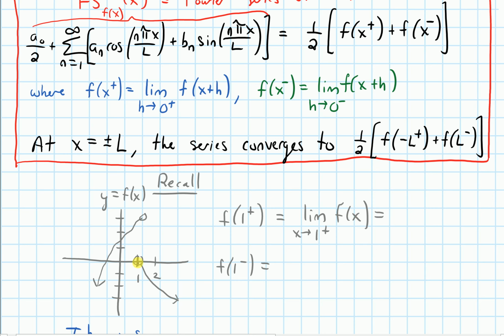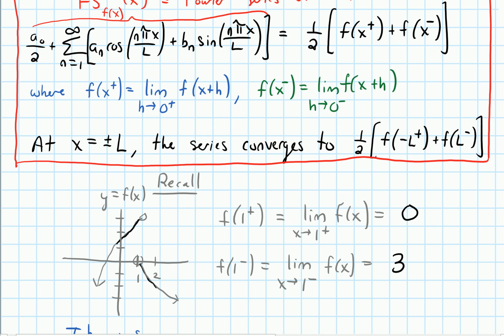So as we approach 1 from the right-hand side, that is this part of the graph. We're getting really, really close to 1 from the right-hand side. And as we do that, the y values get close to 0. As we approach 1 from the left-hand side, we are going along the graph this way. And as we do that, the y values get really, really close to 3. All right, so that is what this sort of one-sided limit notation meant.